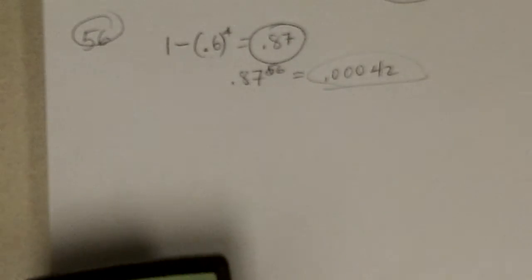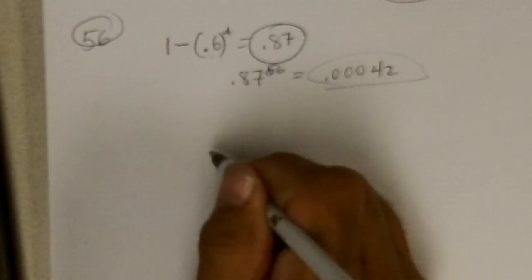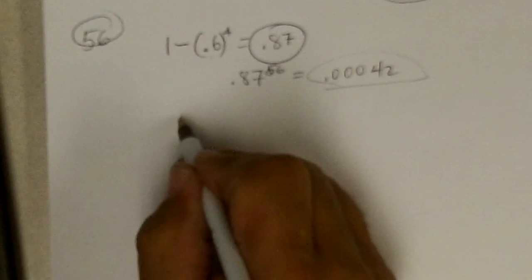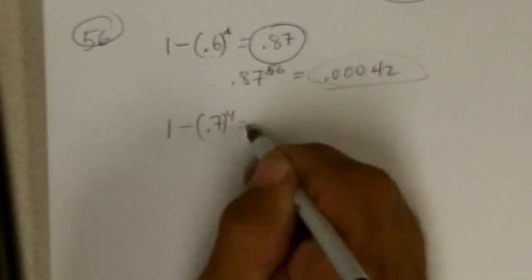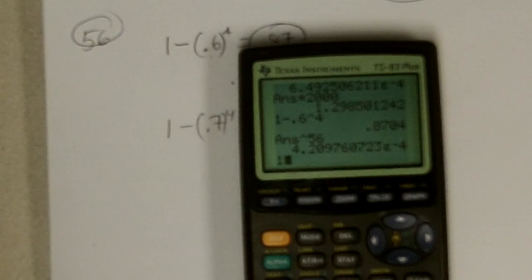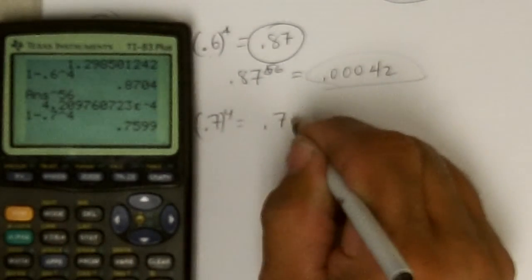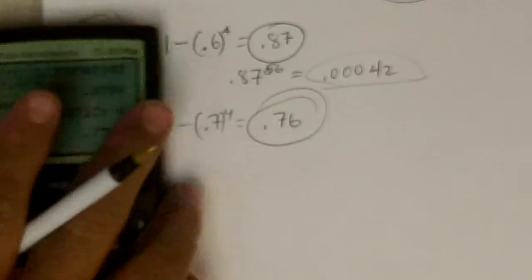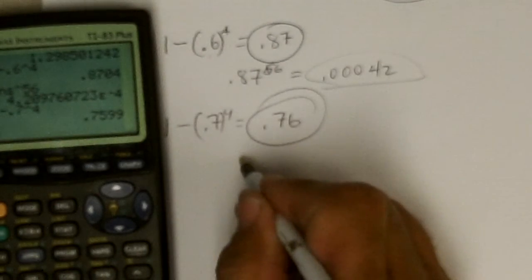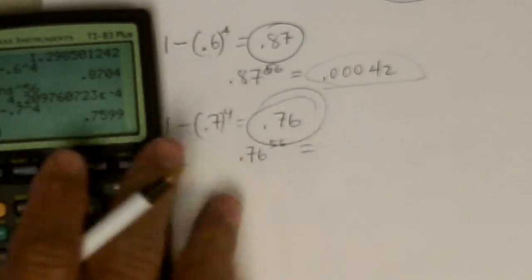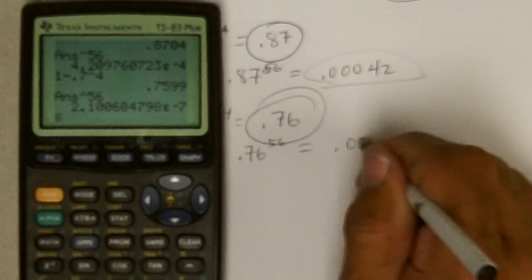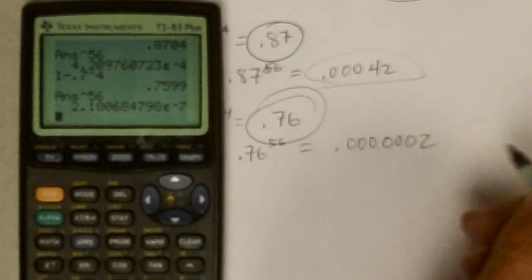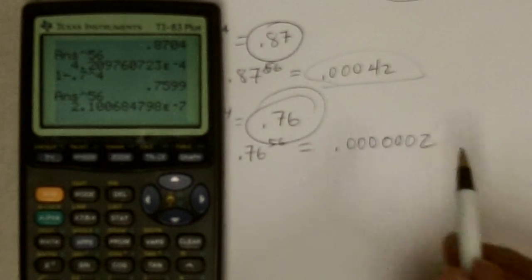400. Suppose that instead of batting .400, they bat .300. So getting a hit in a game would be 1 minus 0.7 to the 4th. So they only get about 0.76 probability of getting a hit in a game. So getting hits in 56 games in a row, 0.76 to the 56th, is 0.0000002. Two in every 10 million.